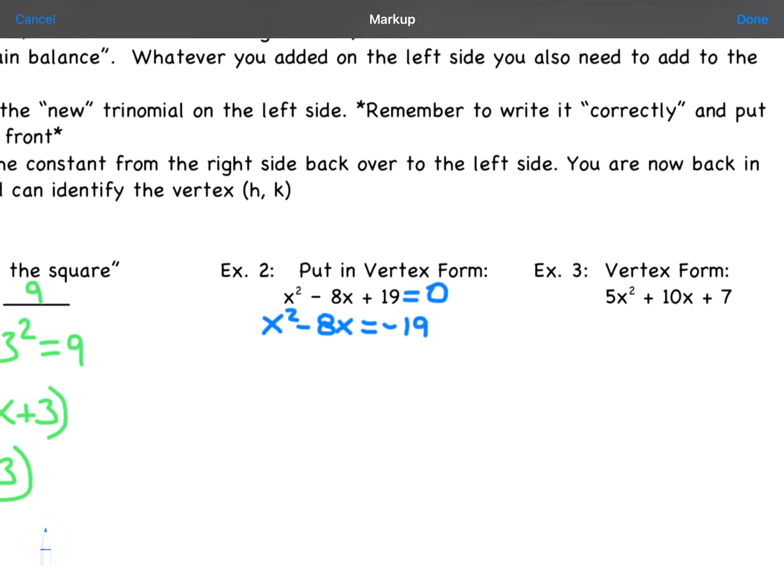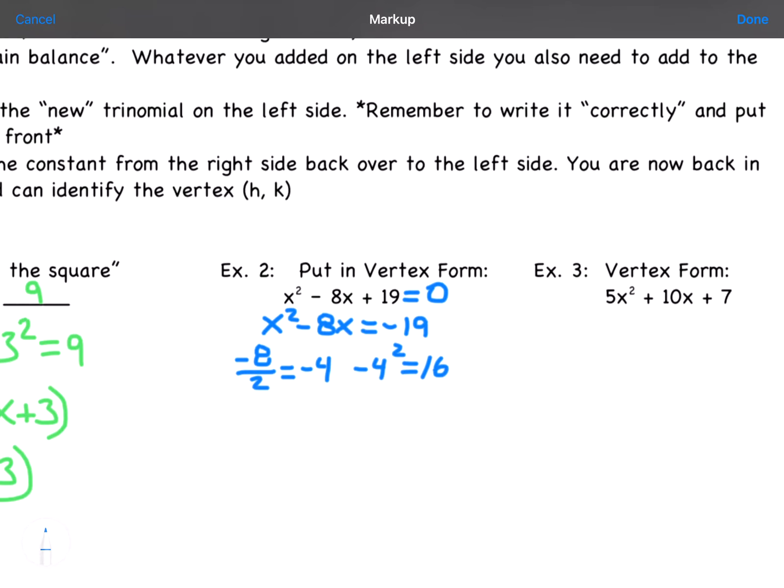Now we look at the x squared. There's no number attached to it, so its coefficient is 1, which is what we want. Our b value now we need to cut in half. The b value is negative 8. We chop it in half, and we get negative 4. Then we just have to square that term. So negative 4 squared is 16.